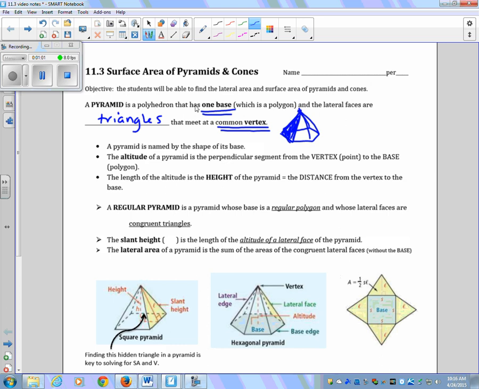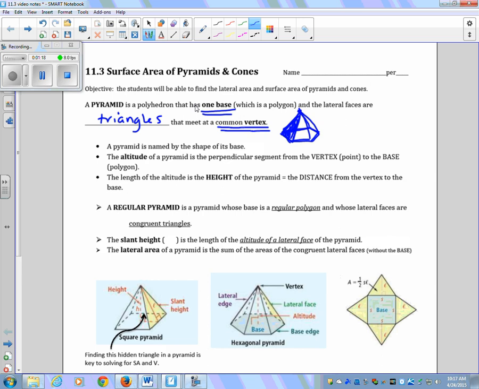A pyramid is named by the shape of its base, just like a prism is named. So in the case of this pyramid here, I think I did 6 sides on the base. That would be a hexagonal pyramid.